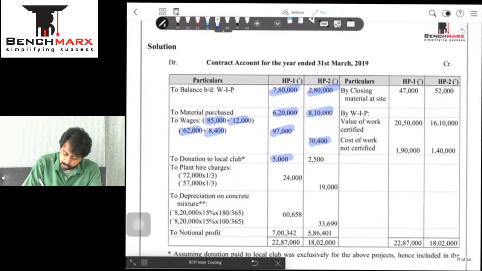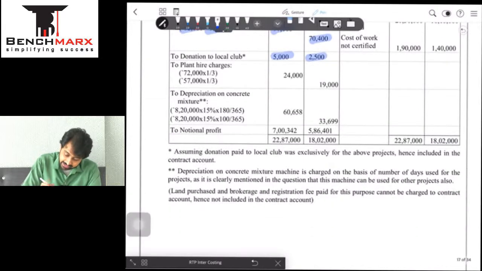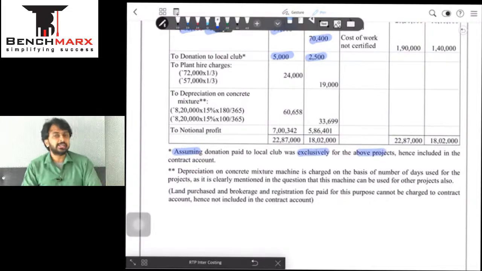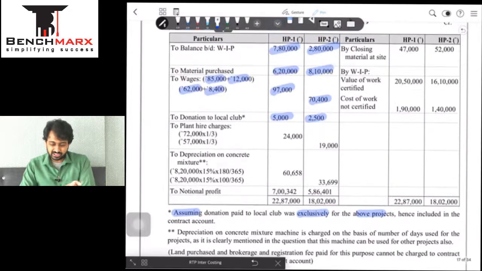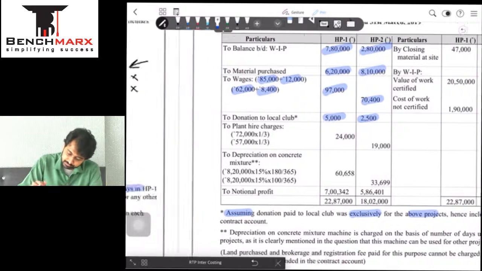Donations is 5 and 2.5. As I said, here the ICAI has assumed that the donation was exclusively for the above projects and hence it is a part of the contract. You all can assume otherwise, but if you see the expense of 5 and 2,500 is small, so put it in the contract without worry, okay.